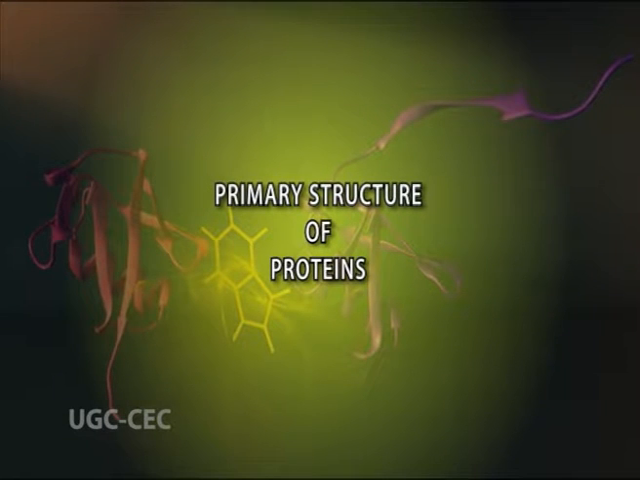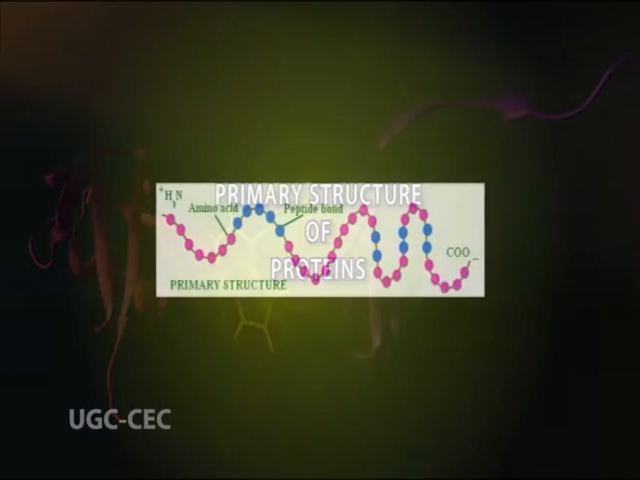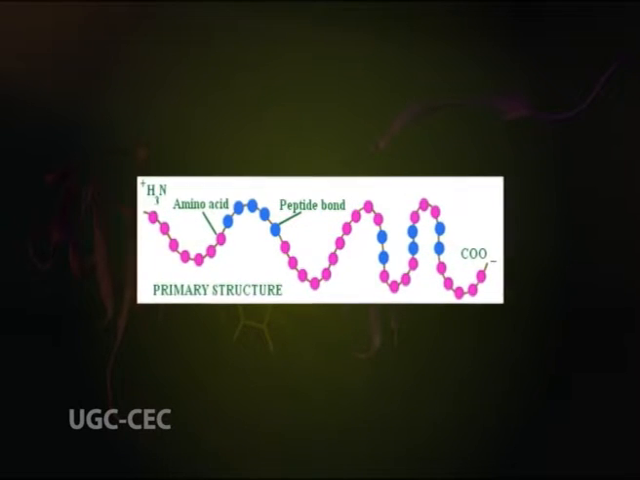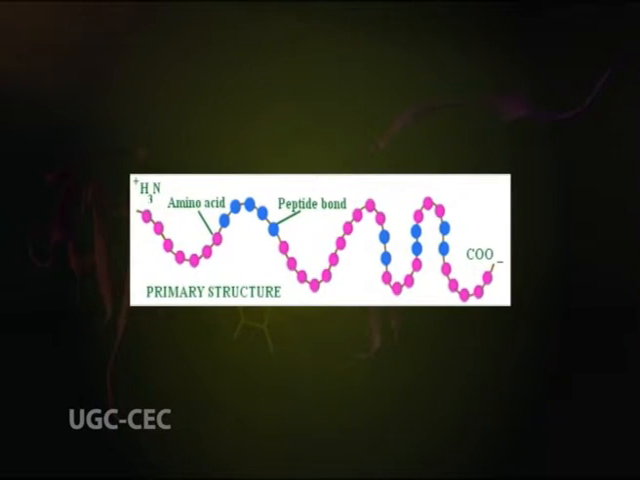Now, primary structure of protein. Primary structure of protein, or the first level of protein structure, deals with the sequence of amino acid residues and the spatial arrangement of atoms in a polypeptide chain, which is linked by covalent peptide bonds.